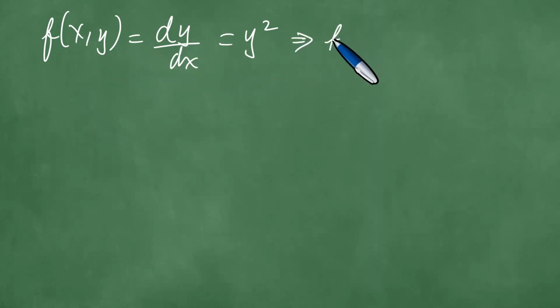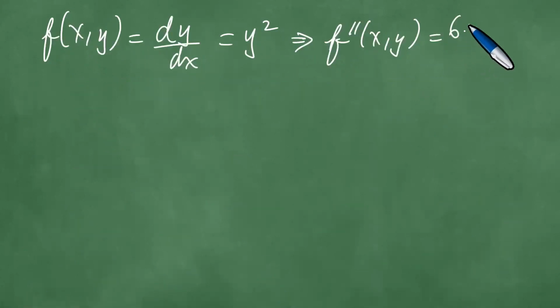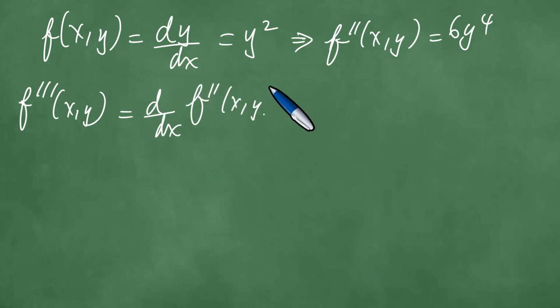We know the second one, right? We got it to be 6y to the fourth power. And then now we're going to look at the third one. So to get the third derivative, we can write f^(3) in brackets. It becomes the derivative of the second derivative.